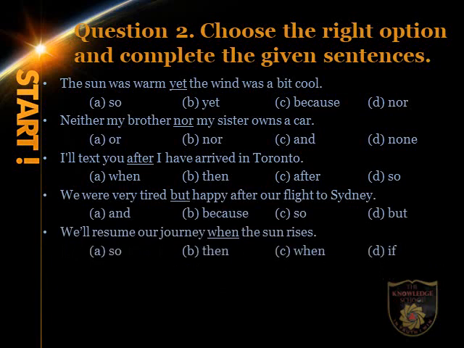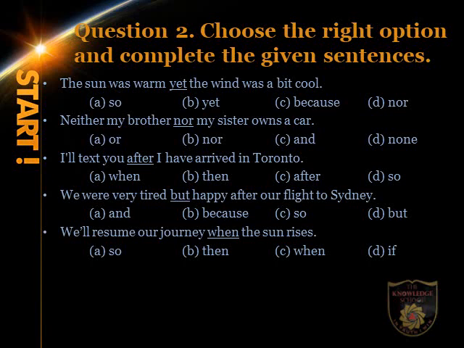Question number 2 is choose the right option and complete the given sentences. Number 1, the sun was warm, dash, the wind was a bit cool. Options are so, yet, because, and not. And the correct option is yet. Yet the wind was a bit cool. Yet means phir bhi. Number 2, neither my brother, dash, my sister owns a car. Options are or, nor, and none. And the correct option is nor my sister owns a car.